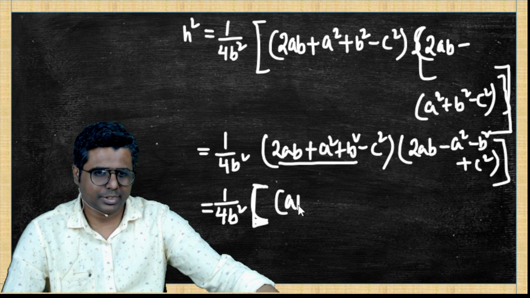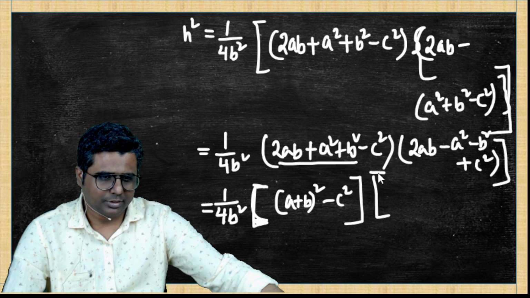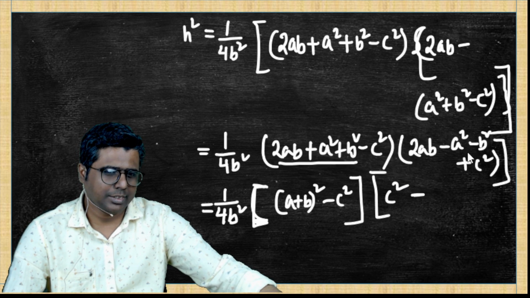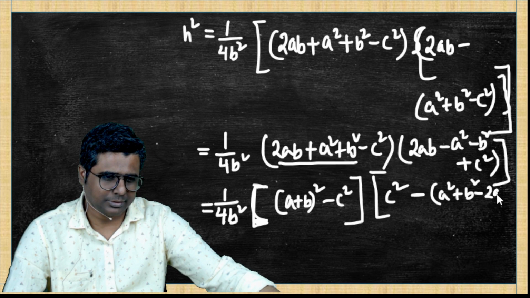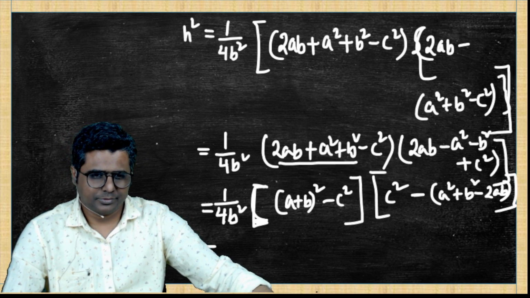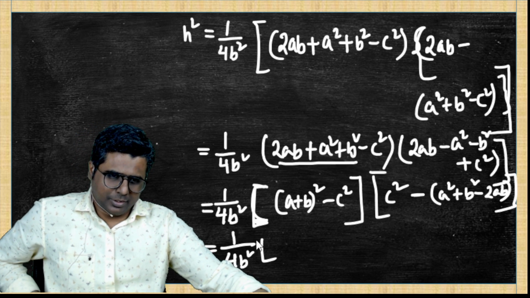So this will be (a plus b) whole square minus c square. What about this one? If you see this, you can write c square minus, and if you use this minus, I will use another bracket over here, this will be a square plus b square minus 2ab. Okay, so this will be 1 by 4b square.